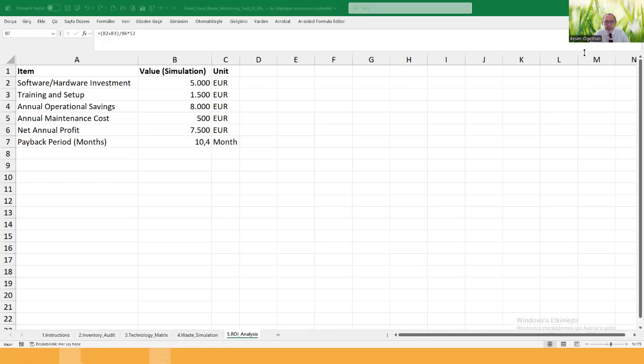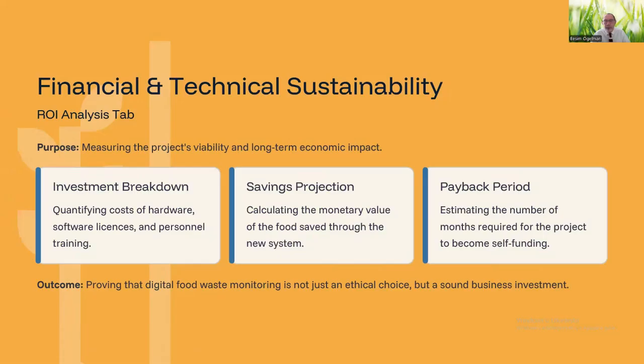Digital food monitoring systems, when managed correctly, both protect the world and strengthen the business budget within the economy of the universe.